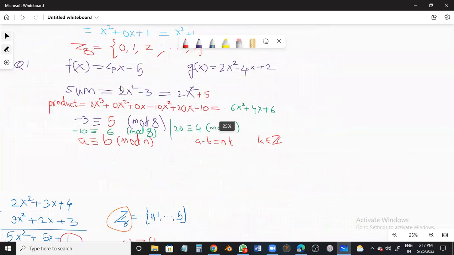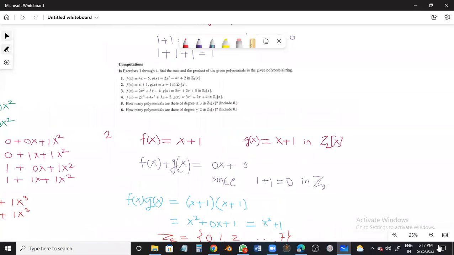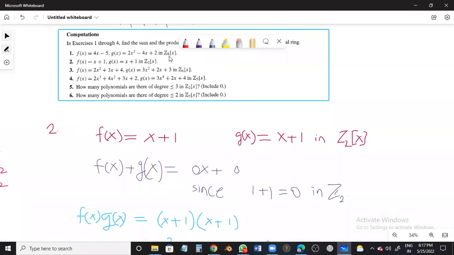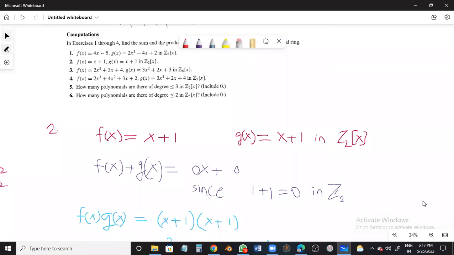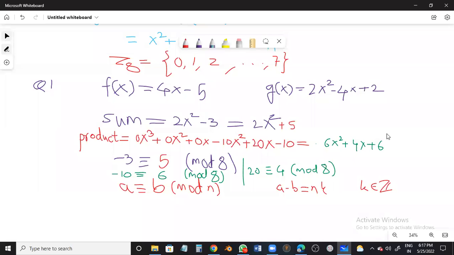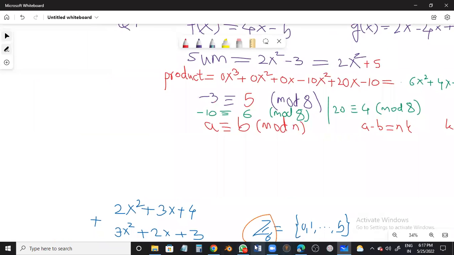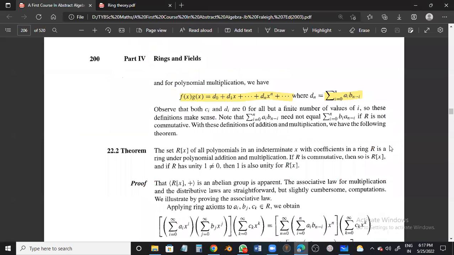Let's have one more example of the same. f of x was 4x minus 5 and g of x was 2x square minus 4x plus 2, and the ring was Z8 of x. So what you did while adding or multiplying, you divided by 8. Here you can see modulo 8, and accordingly you answered. Now let us move a bit ahead. So this was the way we multiplied or added.